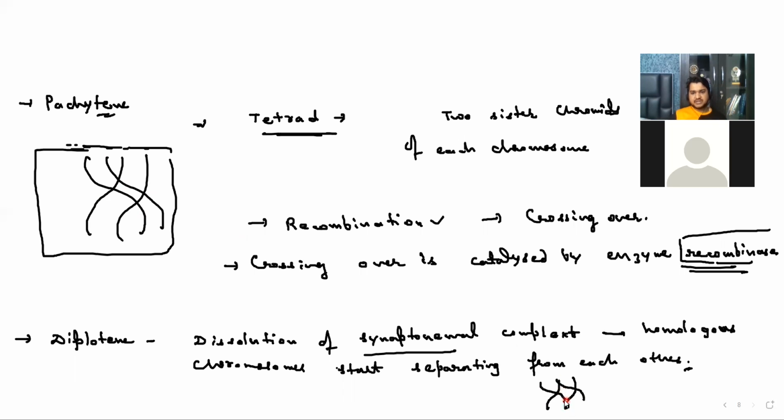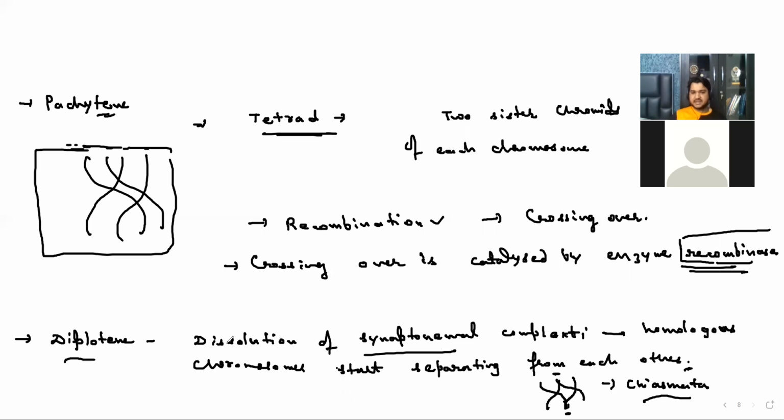So once this is attached, this is known as the chiasmata. The synaptonemal complex will be dissolved, but when you see the crossing over on this side only, this is known as chiasmata. Where will you see the chiasmata? You will see it only in the diplotene.